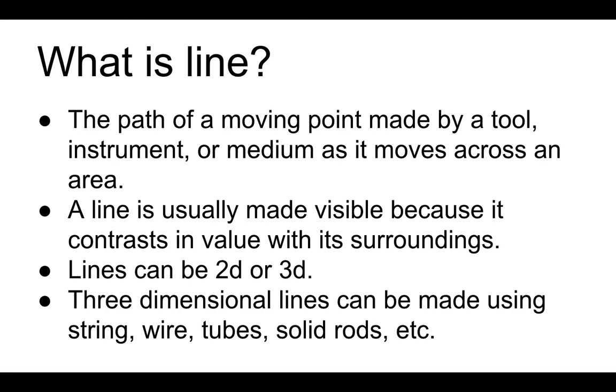What is a line? The path of a moving point made by a tool, instrument, or medium as it moves across an area is how we define a line within the art world. A line is usually made visible because it contrasts in value with its surroundings. So this means that a line can be either lighter or darker than the space around it. Lines can be two-dimensional, such as a graphite line on a piece of paper, or three-dimensional, like string, wire, tubes, solid rods, etc.